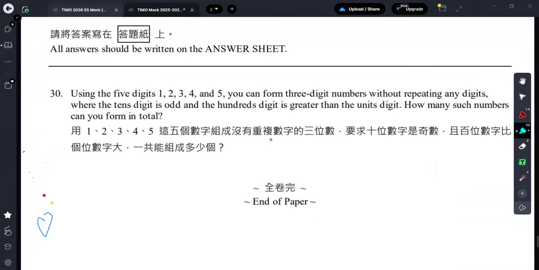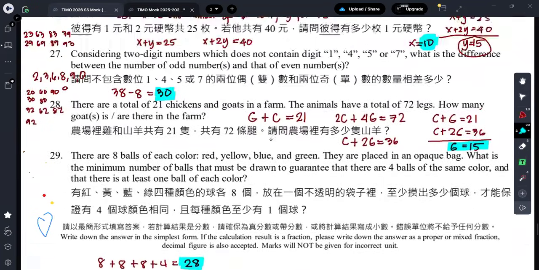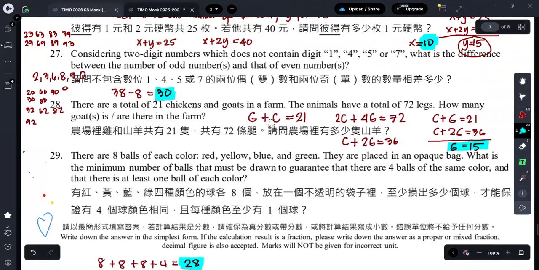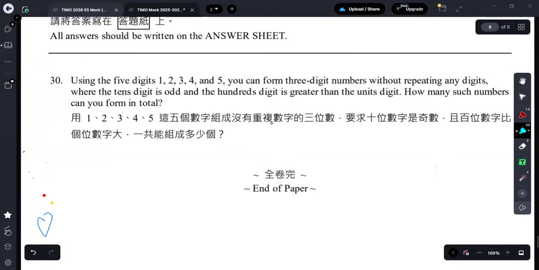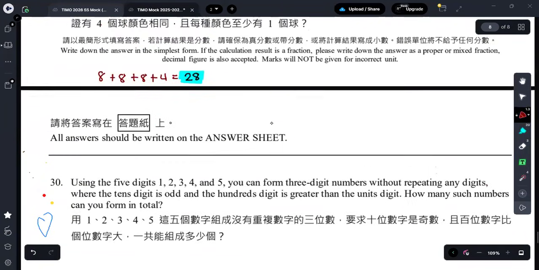But why did you add all? You already made 4. You already made 8. It's more than 4. Okay, this is to ensure at least 1 ball of each color, so this is the minimum number of balls. 28. No, but you already got over 4 balls. You got 8 of the same color.